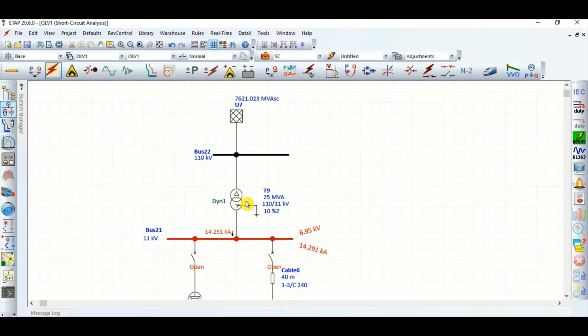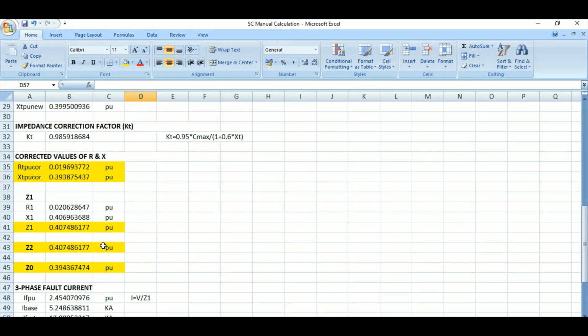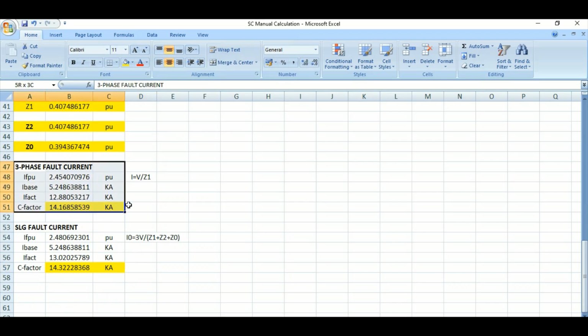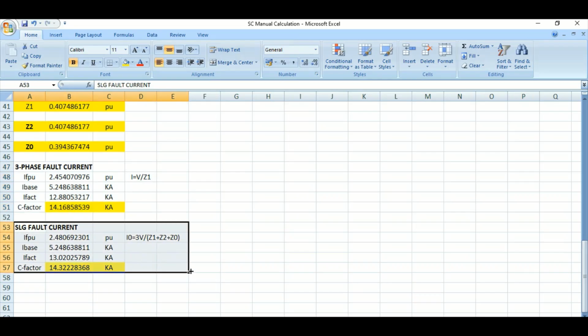If it is star star grounded or star delta connected, then the value of Z0 will change, and accordingly there will be no change in three-phase short circuit current, but there will be change in single line to ground fault current. Why? Because the value of Z0 will get changed. But there will be no change in the values of Z1 and Z2. So that's why there will not be any change in three-phase fault current if the winding connection is different. But the single line to ground fault will be changed.